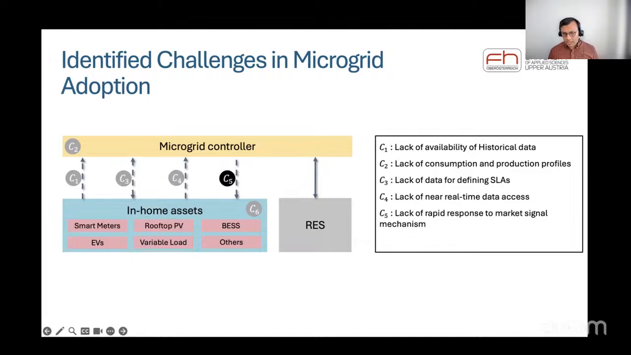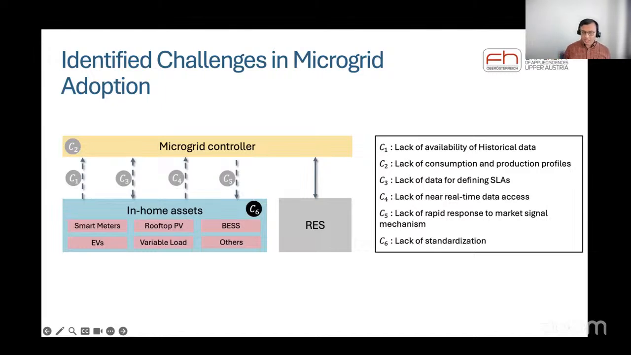Then the lack of rapid response to market signals mechanisms is the fifth challenge which we identified. Here, the most important part is that sometimes additional value signals are to be sent from the distribution system operator or the microgrid controller to the users, telling them the required information about the price feeds and so on, based on which the users can make informed decisions about their consumption, their storage, and their generation. For example, if the price goes down, the users can increase the consumption, turn on their washing machines, and so on.